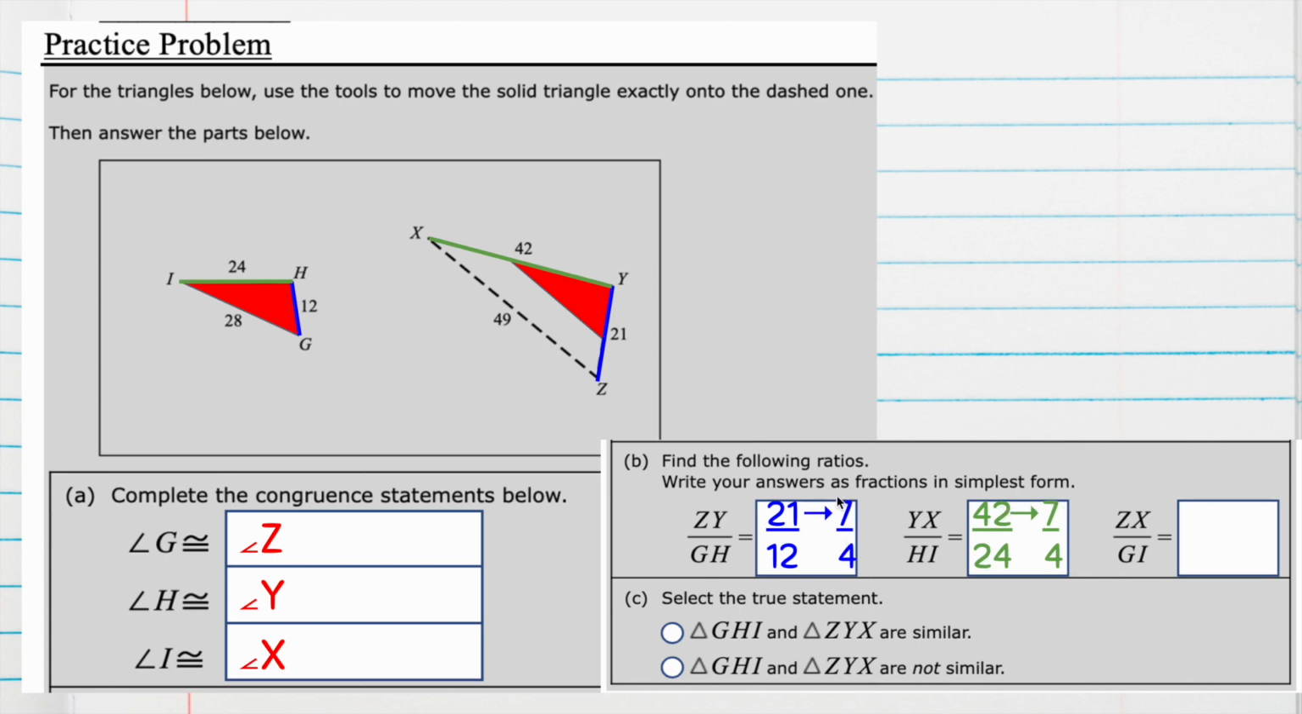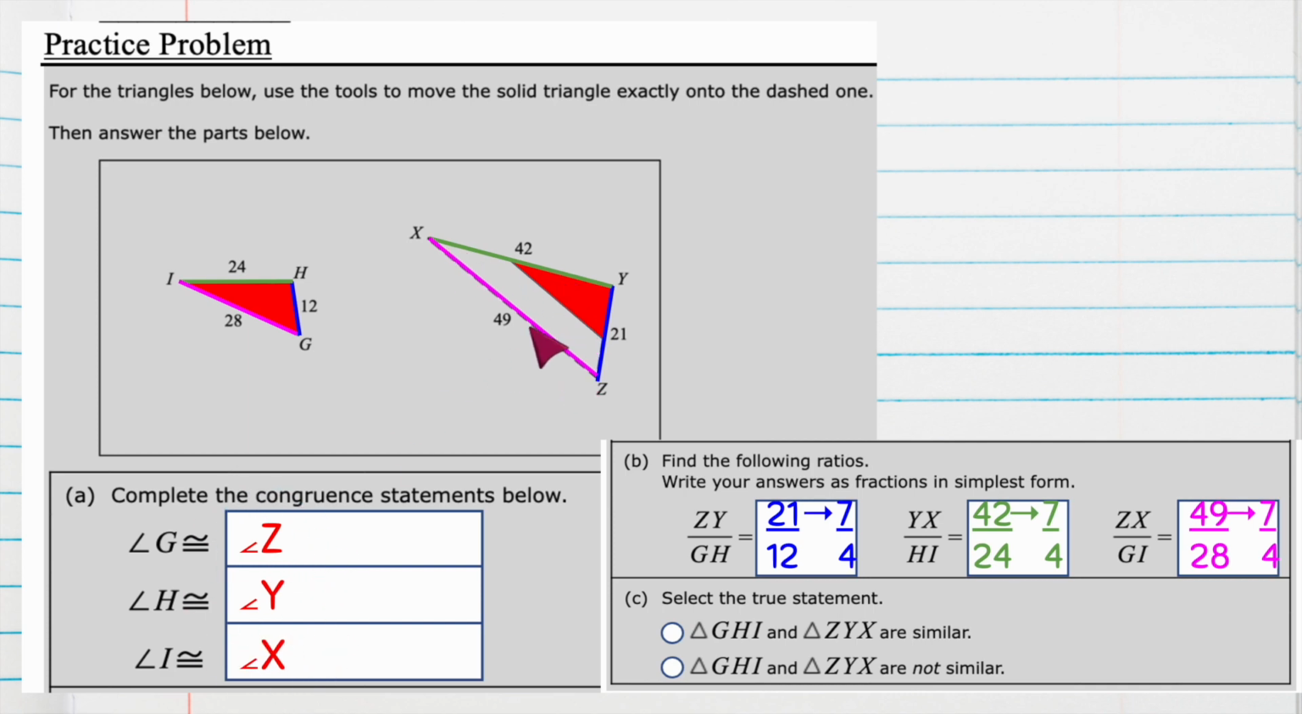So yay, we have the same ratio and the same ratio. We want to make sure that the last one also has the same ratio. Our very last sides here, ZX is 49 and GI is 28. We can divide both of these by 7 again, so that we can reduce them down to 7 over 4. If I divide 49 by 7, I get 7, and 28 divided by 7, I get 4. So they do all in fact match, and the angles do match up.